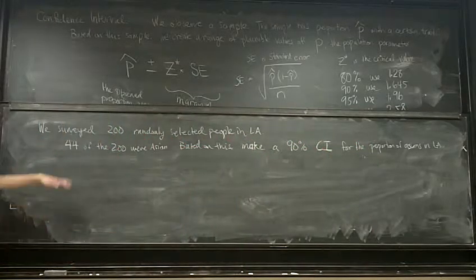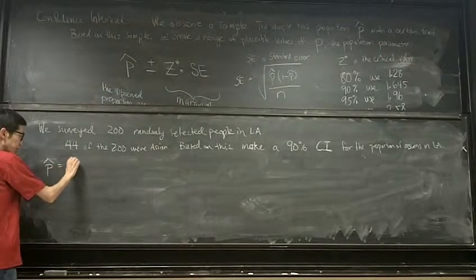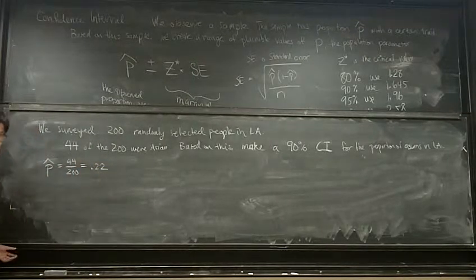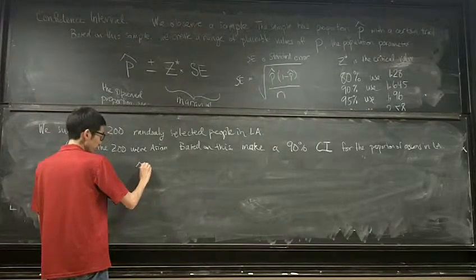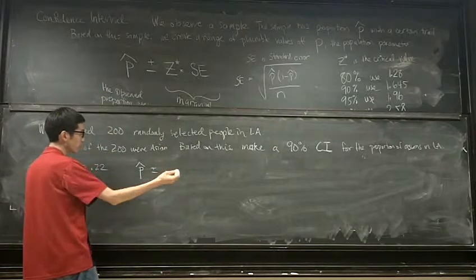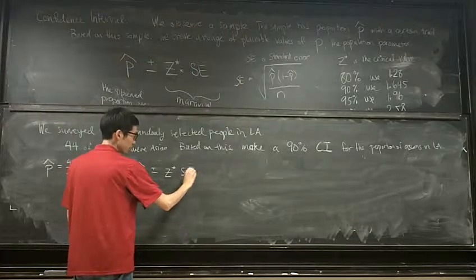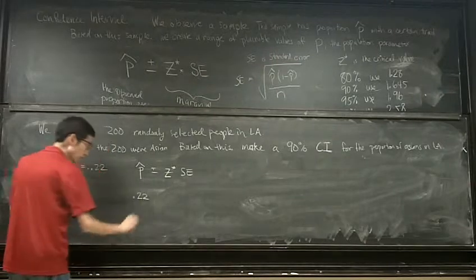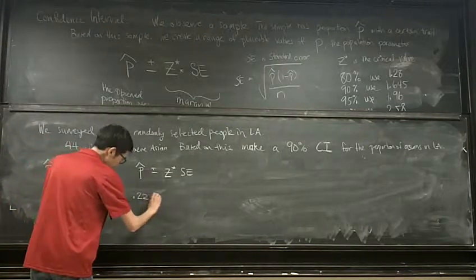Show us the steps. Okay, so what is my p hat? 44 over 200. 44 divided by 200. So p hat ends up being 0.22. Okay, so again, to find my confidence interval, I put p hat right in the middle, and I go up or down some amount, the margin of error. The margin of error is z star times the standard error. P hat is 0.22. For a 90% confidence interval, what is my z star that I'm going to use? 1.645.